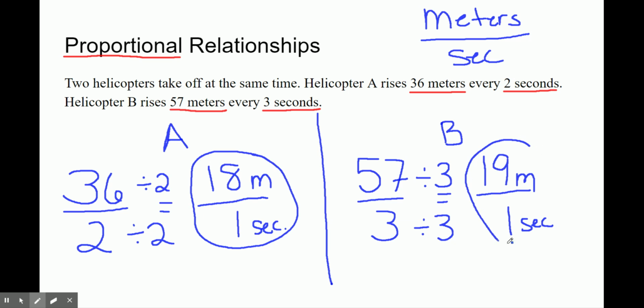So now we can compare our two rates. Helicopter A is moving at 18 meters per second, and helicopter B is moving at 19 meters per second. And again, it wants to know if these are proportional, which means they have the same value. Since one helicopter is moving at 18 meters per second and the other is moving at 19, these are not the same value, which means it would not be a proportional relationship.